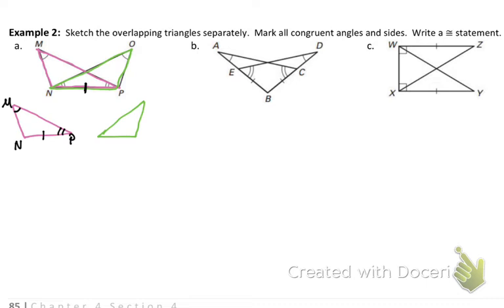For my green one, I have NPO. I put my tick mark here, double tick mark, single tick mark. Mark all congruent angles inside, and I'm supposed to write a congruent statement.